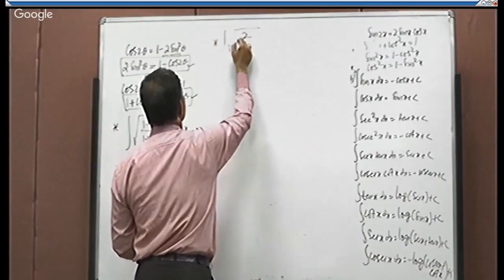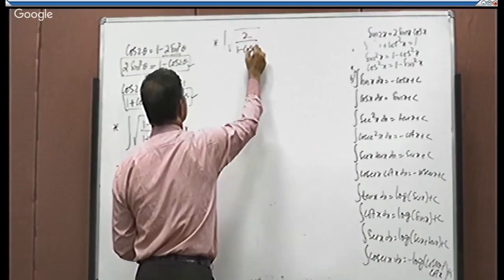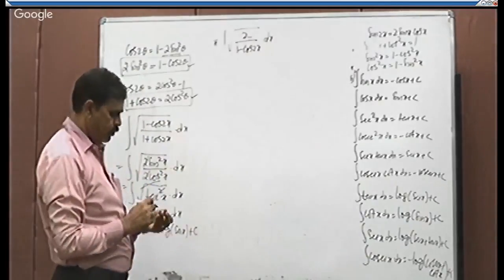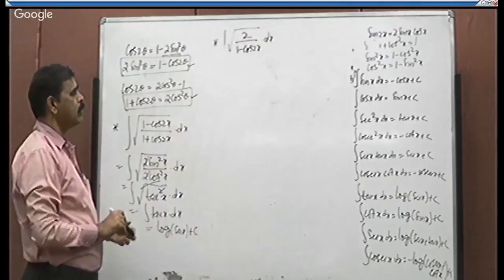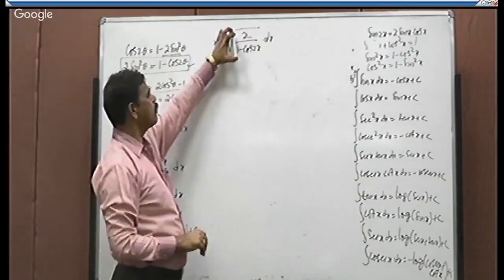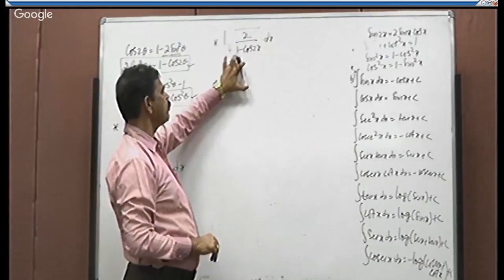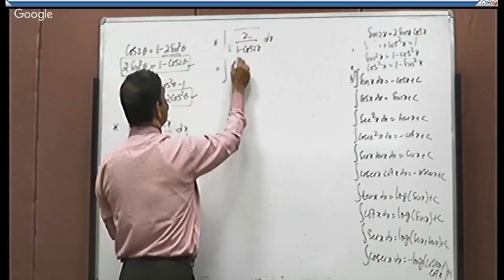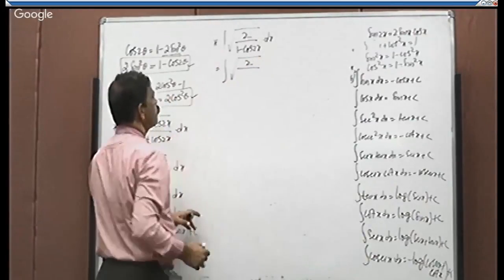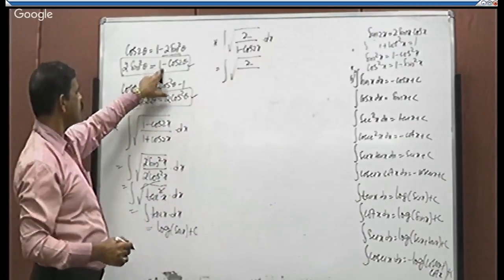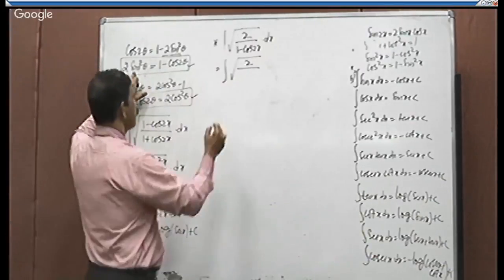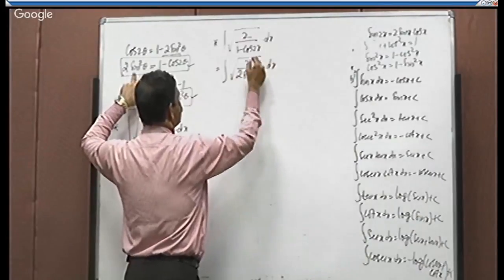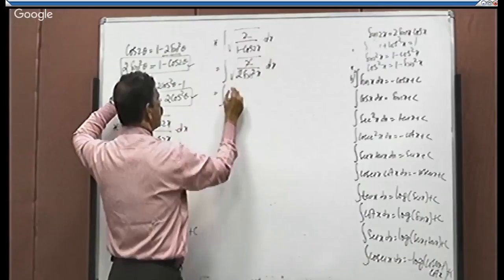Integration of root of 1 minus cos 2x. Next problem, it is root of what? Root of 2 divided by 1 minus cos 2x. Sometime it may be given 1 plus cos 2x, right? According to the formula, root of 2 by, what is 1 minus cos 2x? 2 sin square x, right? 2 get cancelled.